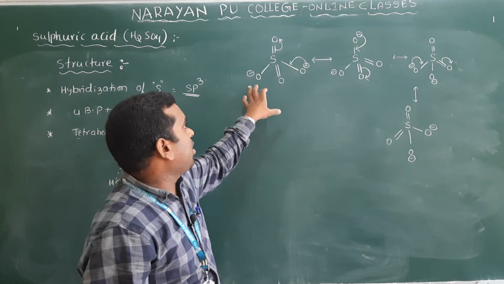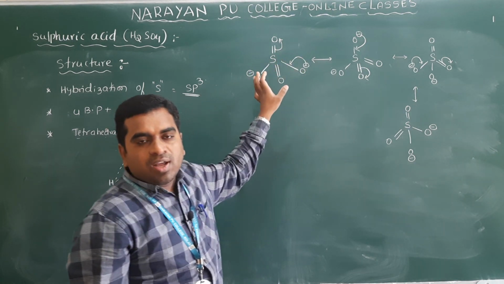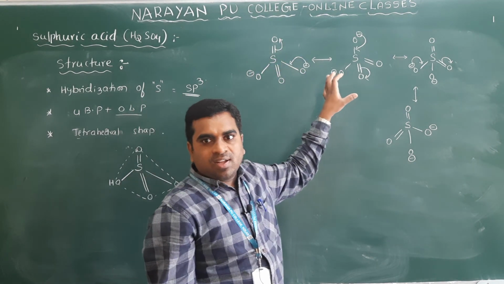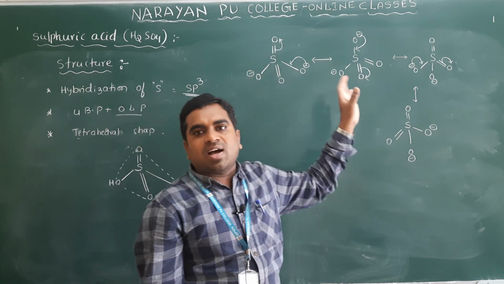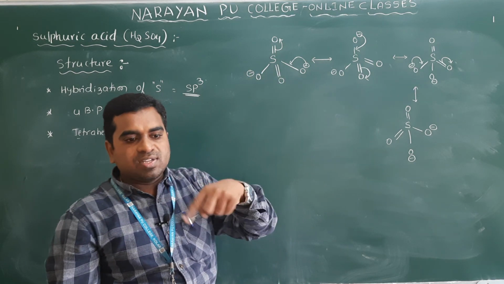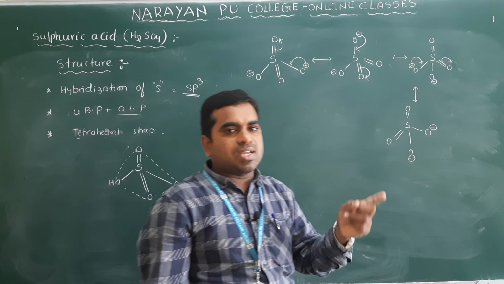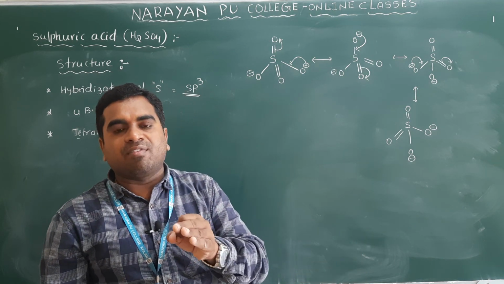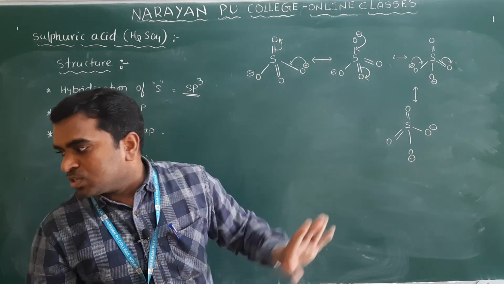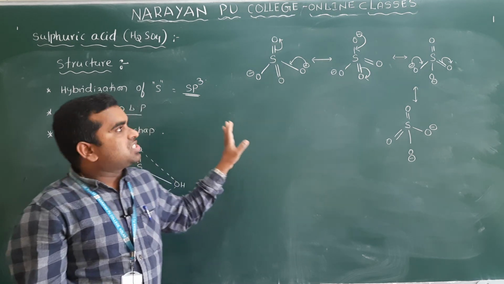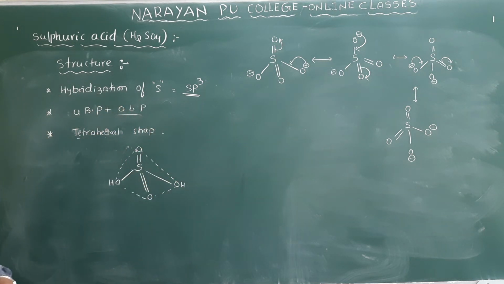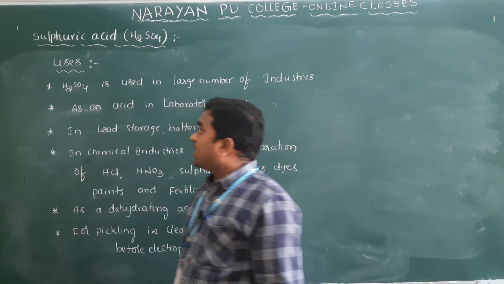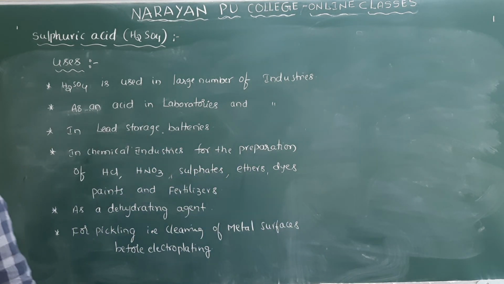Clear? Sometimes they will ask, in the sulfate ion, what are the bond lengths? So the 4 bond lengths are equal. Whenever the bonds of a molecule are involved in resonance, those bonds will have equal distance. Clear? So this is about the structure of H2SO4. Next is the uses of sulfuric acid.